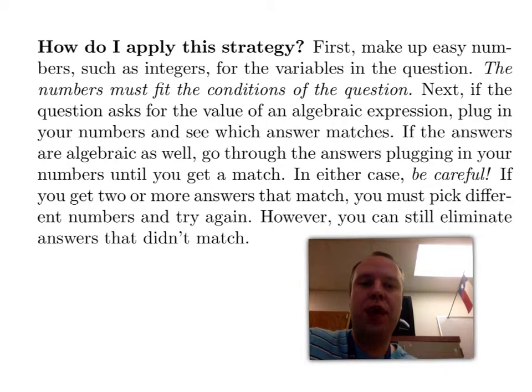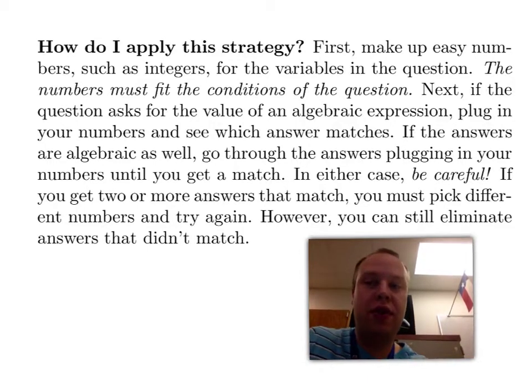Alright, so how do you apply this strategy? First thing, you want to make up easy numbers, like an integer: 2, 3, 4. You don't want to use 10.873, that just makes your math more difficult, right? The numbers must fit the conditions of the question, meaning if it says x is greater than 0, you can't pick -2 or -3, because then one of the other answer choices will probably work there.